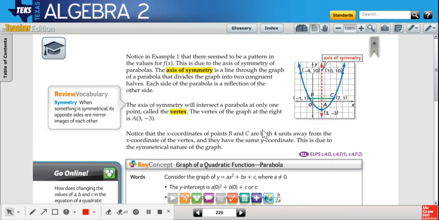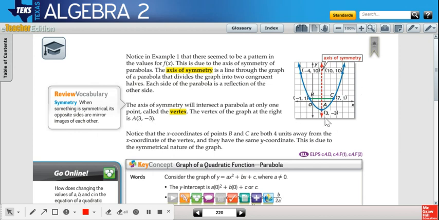Now, continuing with graphing quadratic functions, here we have an example of a parabola. Starting right here, this is the axis of symmetry of the parabola. The axis of symmetry is a line through the graph of a parabola that divides the graph into two congruent halves. Each side of the parabola is a reflection of the other side. The axis of symmetry will intersect a parabola at only one point called the vertex. The vertex of the graph at the right is (3, -3).